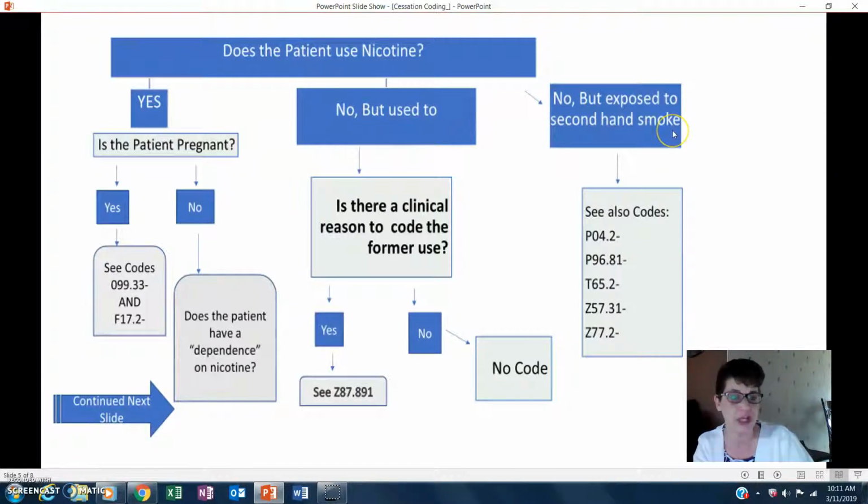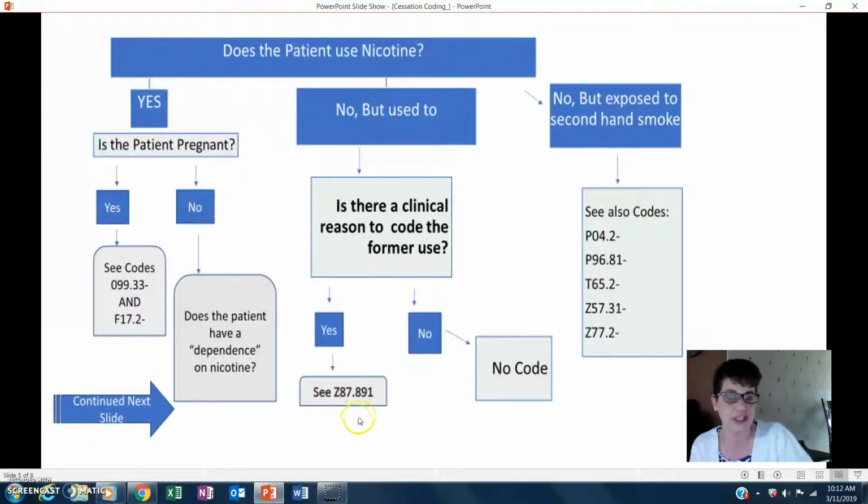So what if they weren't exposed to secondhand smoke? No, I used to smoke, but I don't smoke anymore. So how long did you smoke before? And is there a reason or a clinical relationship to the reason that I'm treating you in the office today to that smoking history? That should be something that is asked and documented in the record. That relationship or that linkage to a condition or underlying etiology of something else, a cause and effect relationship, really needs to make it into the counseling note.